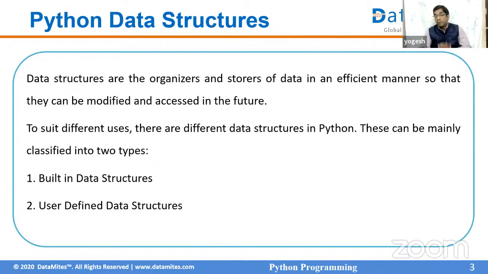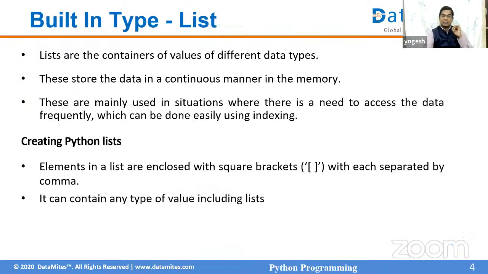So in Python, we have different data structures, like I told you. Our scope is limited to built-in data structures for this session. In the built-in data structures, the first and foremost one is list. You have list, you have dictionaries, you have tuples, you have sets. All these are the built-in types. Now we will start with list.